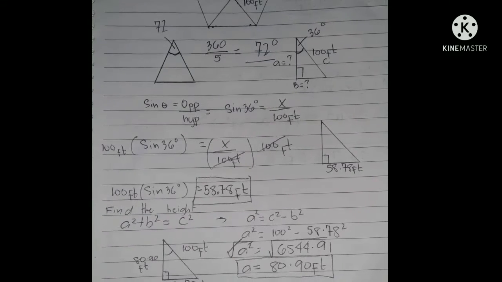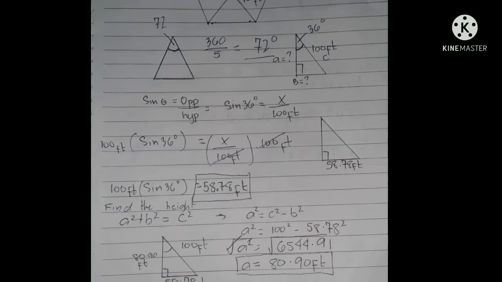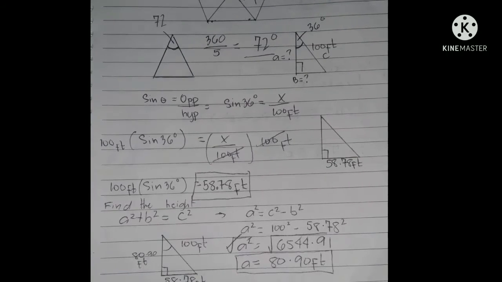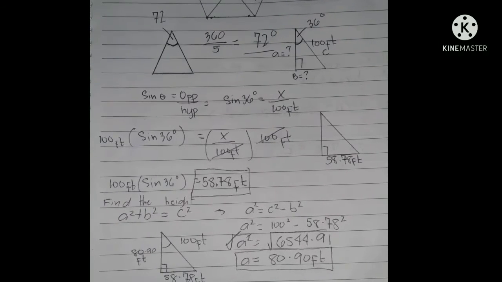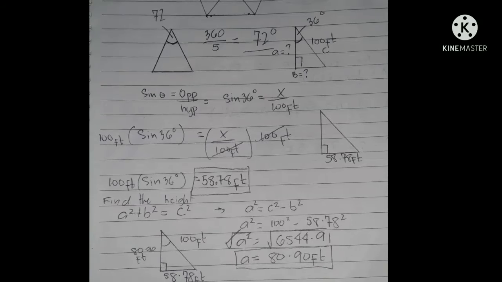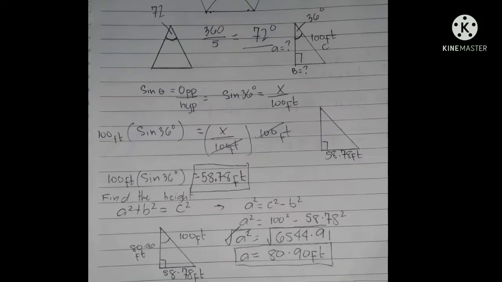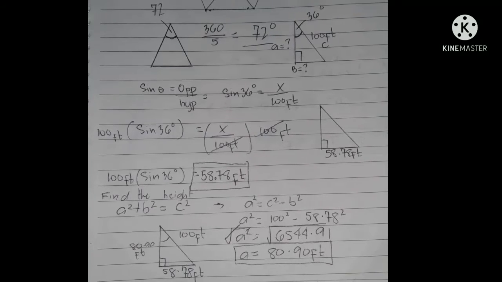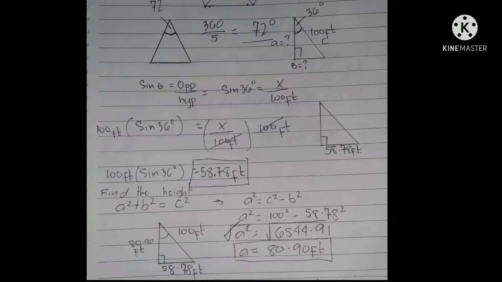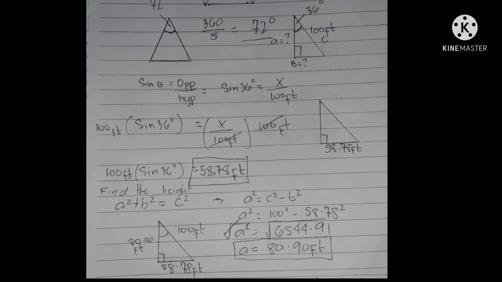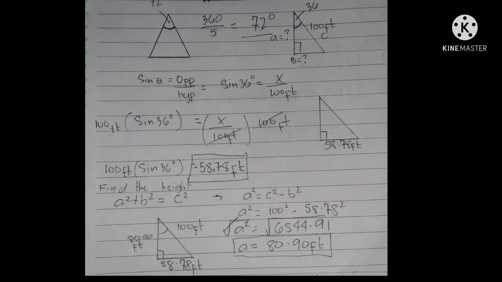So you can use the formula a squared plus b squared equals c squared, and it will become a squared equals c squared minus b squared. So a squared equals, our c squared is 100 squared minus 58.78 squared, because 58.78 is our b. So to solve, 100 squared minus 58.78 squared is equal to 6,544.91. To get our a, we put a square root on both sides, and now we get a equals 80.90 feet. We put the square root to cancel out the exponent.